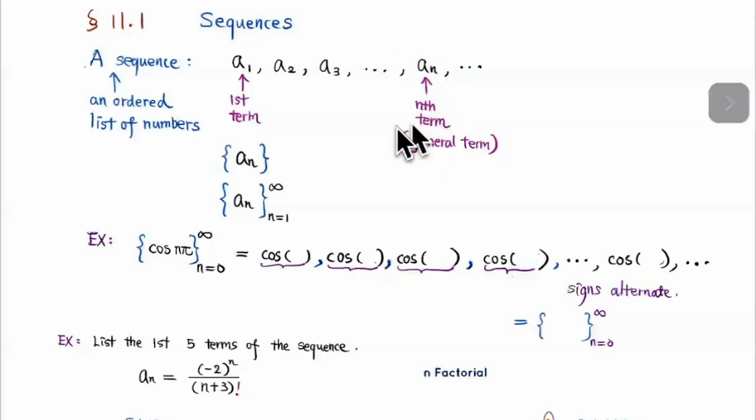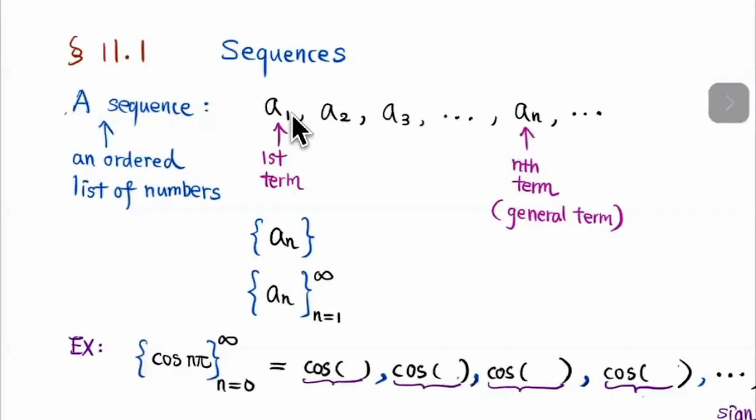There are many other notations for sequences. You can list them over here, or you can put a pair of braces here to indicate a sequence, or you can also indicate the index. The starting index here is 1, and then later on over here is 2 and 3, all the way to infinity. Okay, the sequence goes like this.